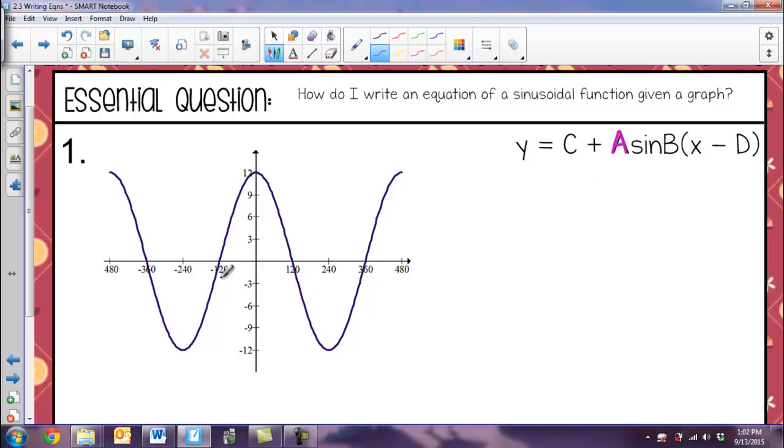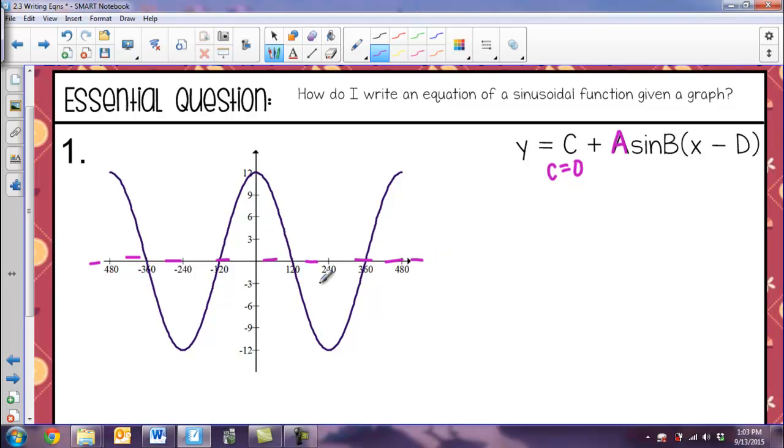Okay, so A. First thing that I need to figure out is where is the middle. So the middle right here is actually no change at all. So if I'm thinking about this as my sinusoidal axis, it didn't move. So my C is going to be 0 because I still have a sinusoidal axis at the x-axis.